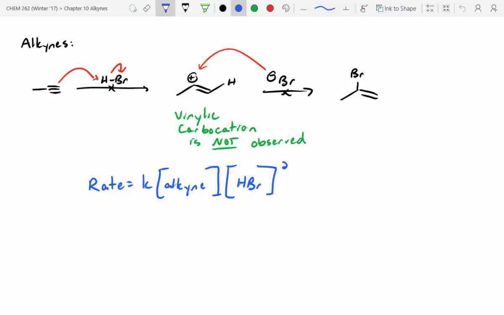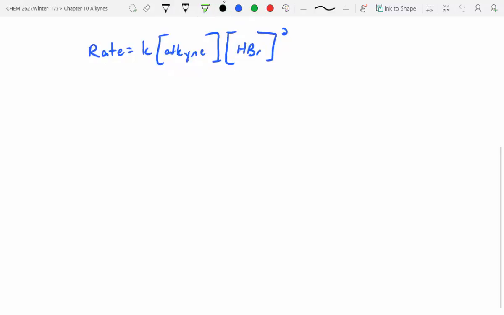First order, right? It relies on the collision of one HBr molecule with one alkyne. The rate experiment says it's not just one equivalent of HBr that's important, it's actually the collision of two equivalents of HBr with the alkyne that's important for that rate determining step. So the commonly accepted hypothesis, although it's a little bit hard to prove, is that it goes through this third order mechanism.